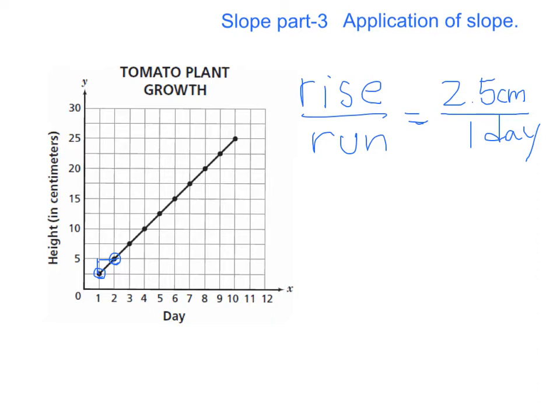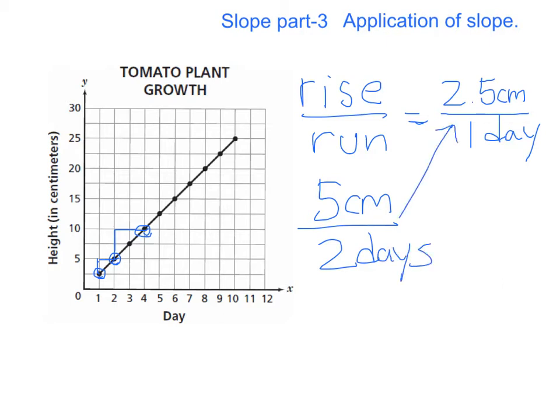And it works because if I went from day 2, which is the height of 5 centimeters, to day 4, up here, then the plant grew 5 centimeters, and it took 2 days to grow it. So 5 over 2 is the same as 2.5 over 1. So again, it's the same ratio. And so our rate of change, our growth, is 2.5 centimeters per day.